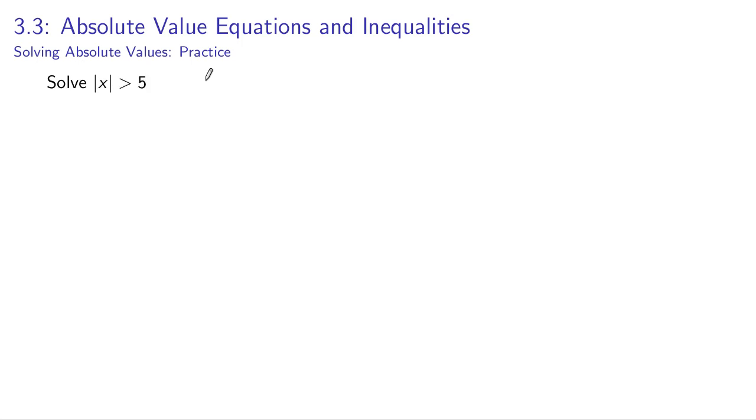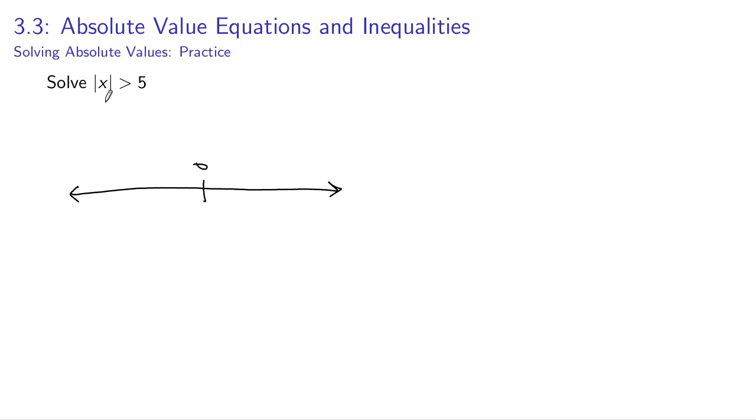So let's move on to an inequality. Let's first do a simple one. Let's solve the absolute value of x is bigger than 5. We can think about this geometrically. Could think about it algebraically too, but this one isn't too hard to do geometrically.